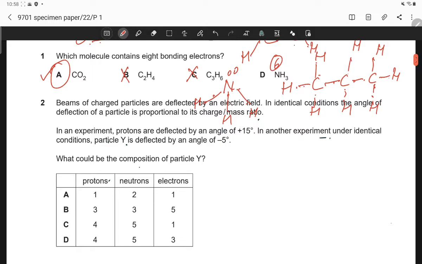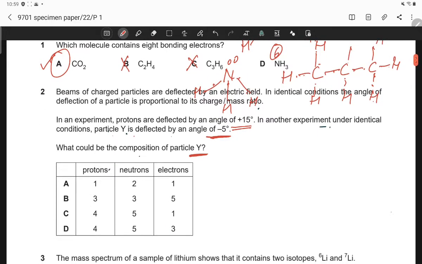Now the next question is question number 2. Beams of charged particles are deflected by an electric field. In identical conditions, the angle of deflection of a particle is proportional to its charge by mass ratio. In an experiment, protons are deflected by an angle of plus 15 degrees. In another experiment under identical conditions, particle Y is deflected by an angle of minus 5 degrees. So what could be the composition of particle Y?